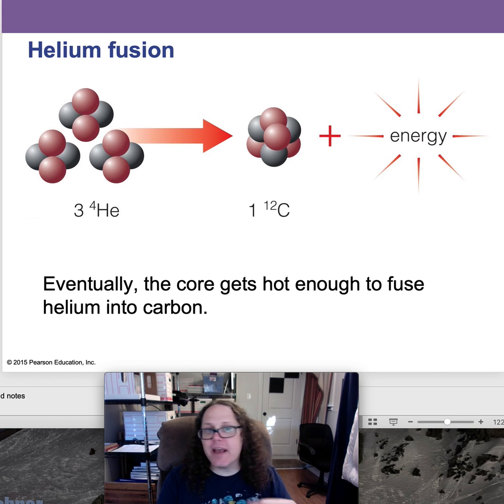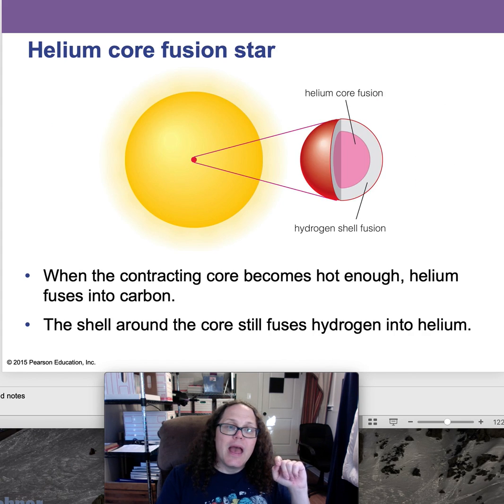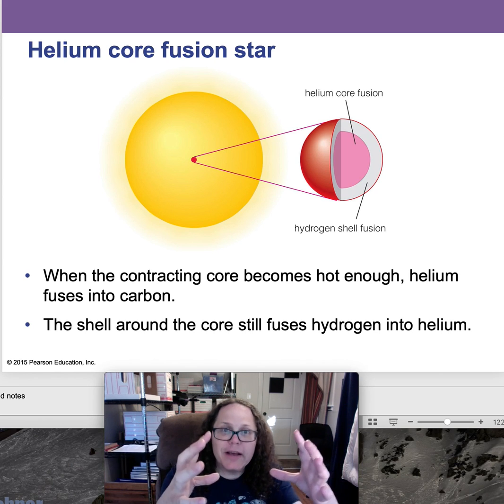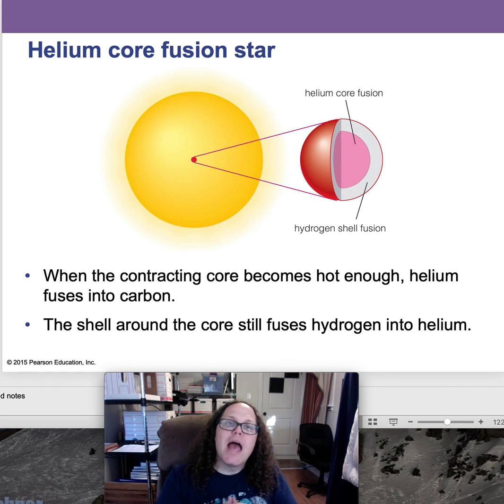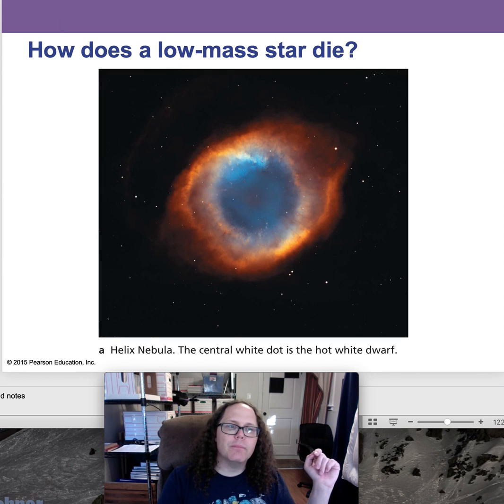So the core keeps shrinking and heating up. The star keeps growing and reddening. Eventually, the core gets hot enough to fuse helium into carbon. At this point, nuclear fusion has resumed in the core. So the thermostat is fixed. The outer layers therefore shrink a bit, which heats up the photosphere. Now the star has two regions of nuclear fusion. The core is fusing helium into carbon, while a shell around the core is fusing hydrogen into helium. We call this star a helium fusion star, sometimes called a horizontal branch star, because the stars line up horizontally on the HR diagram. So, how does a low-mass star die?